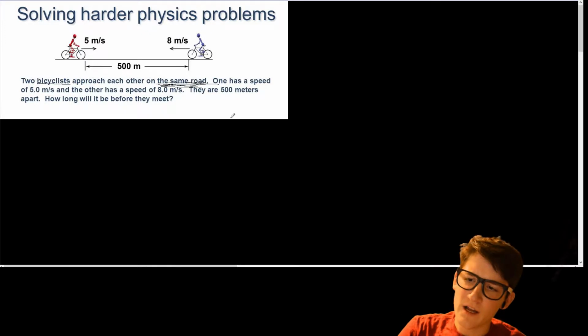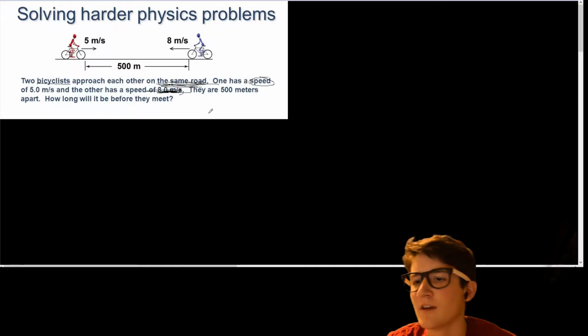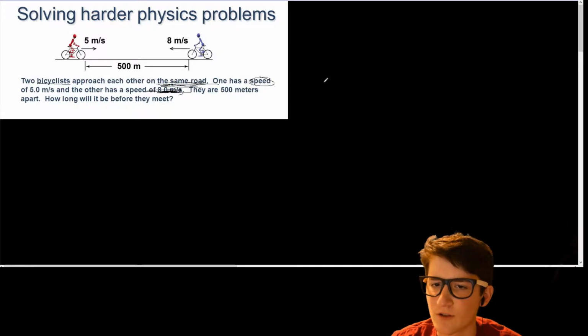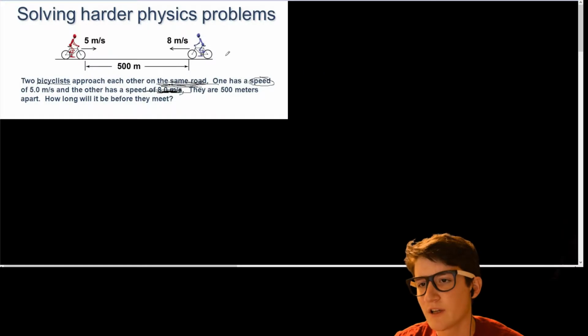One has a speed of 5 meters per second, and the other has a speed of 8 meters per second. They are 500 meters apart. How long will it be before they meet? So they're on the same road. We know that. It looks like they're two-dimensional right here.